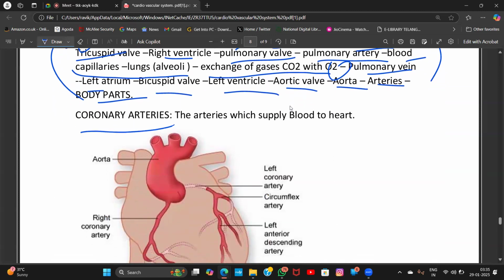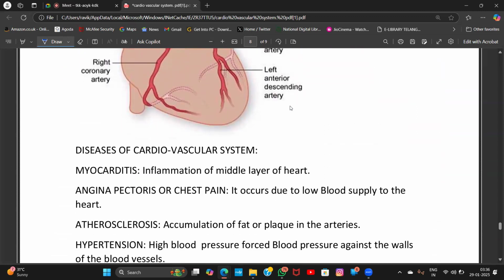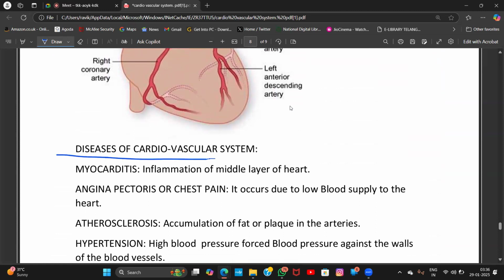Next one, coronary arteries. What are the coronary arteries? The arteries which supply oxygenated blood to the heart muscles are called coronary arteries. Next, diseases of cardiovascular system. Myocarditis. What is myocarditis? Any doubt?